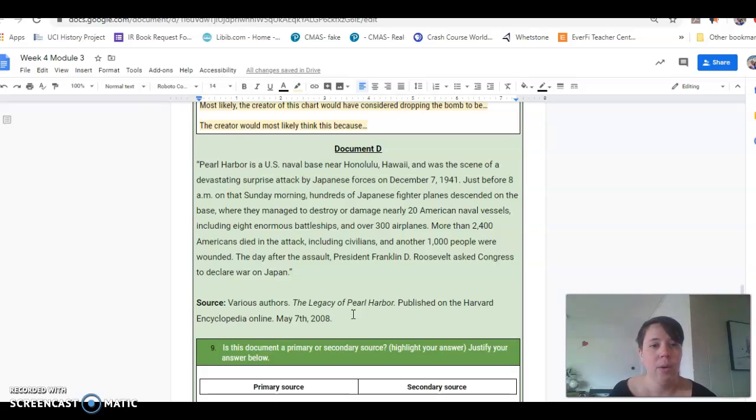It says, Pearl Harbor is a U.S. naval base near Honolulu, Hawaii, and was the scene of a devastating surprise attack by Japanese forces on December 7th, 1941. Just before 8 a.m. on that Sunday morning, hundreds of Japanese fighter planes descended on the base, where they managed to destroy or damage nearly 20 American naval vessels, including 8 enormous battleships, and over 300 airplanes. More than 2,400 Americans died in the attack, including civilians, and another 1,000 people were wounded. The day after the assault, President FDR asked Congress to declare war on Japan.